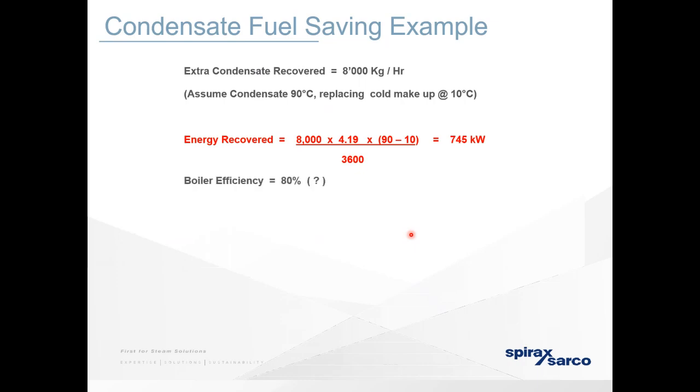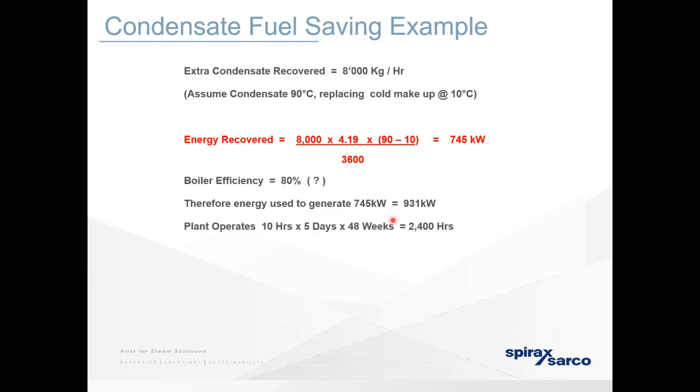So boiler efficiency, let's say it's at 80%. So the energy we generate is 745 kilowatts, which equals 931 kilowatts from the efficiency. So the plant operates 10 hours, 5 days a week, 48 weeks a year. So that's 2,400 hours.